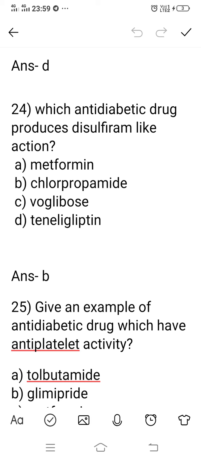Chlorpropamide belongs to the group of first generation sulfonylurea derivatives. So chlorpropamide has a disulfiram-like action, means it inhibits the enzyme alcohol dehydrogenase. So it is used in alcohol poisoning.